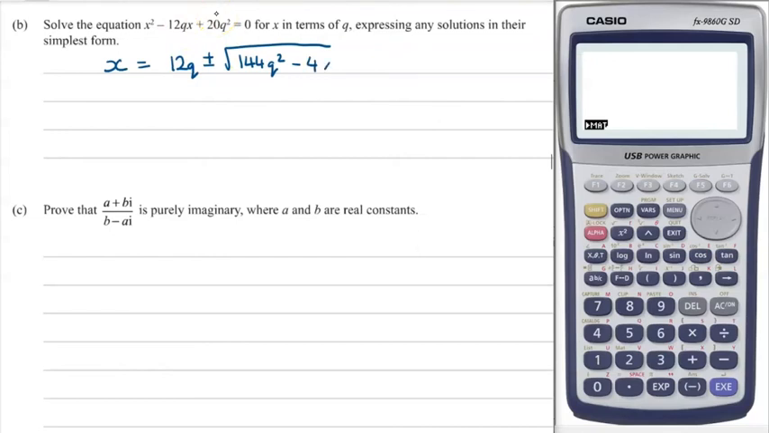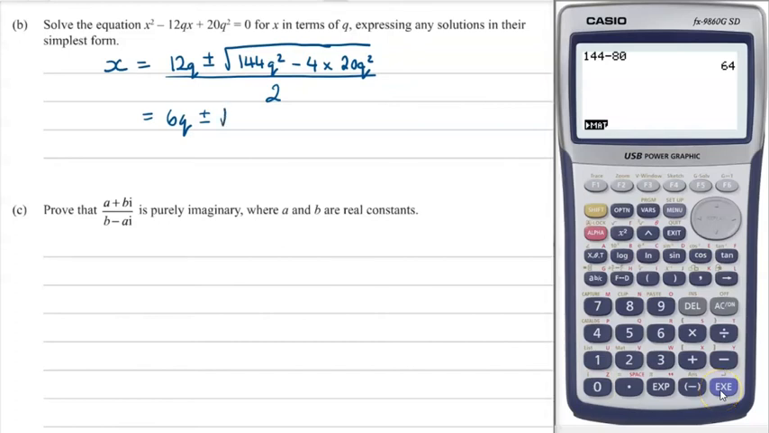Minus 4 times a, which is 1, times c, which is 20q squared, all over 2a, which is 2. Right, so we have 12q over 2, which is 6q, plus or minus the square root of 144q squared minus 80q squared. So 144 minus 80 is 64. That's nice, it comes to something we can square root.